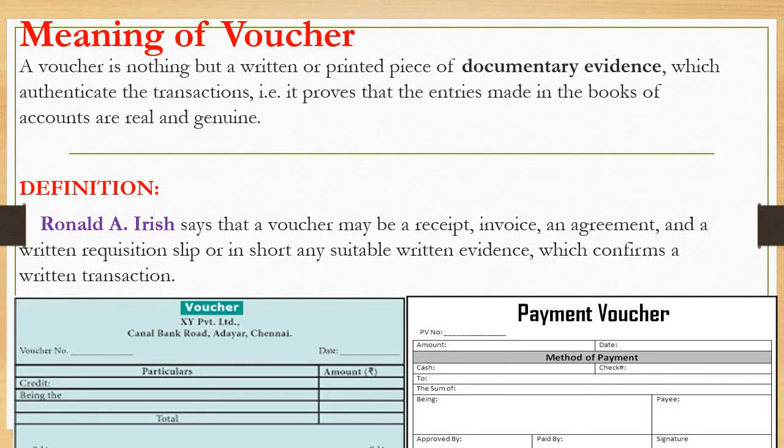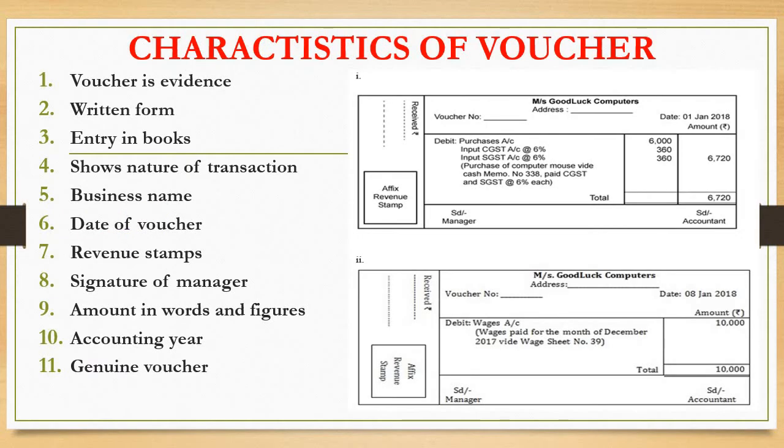Next we have the definition of voucher. So what is the definition of voucher? According to Ronald A. Irish, a voucher may be a receipt, it may be an invoice, or an agreement and a written requisition slip, or in short any suitable written advice which confirms a transaction. So as per Ronald, business transactions are recorded in the books on the basis of written proofs. Those written proofs are nothing but receipts, invoices, agreements, and any written requisition slip also constitutes a voucher.